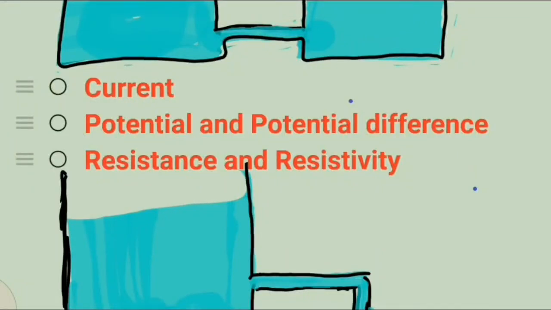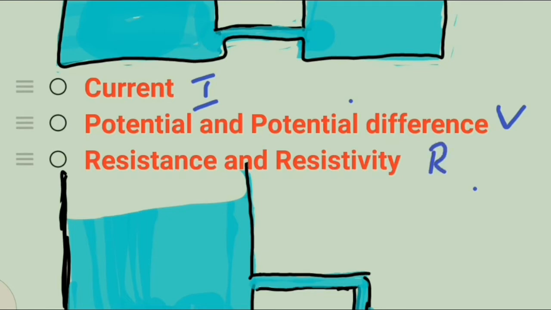We are doing classes on current electricity. We already did current, then we did potential difference or potential voltage, that is V, and also we have seen what is resistance and resistivity.